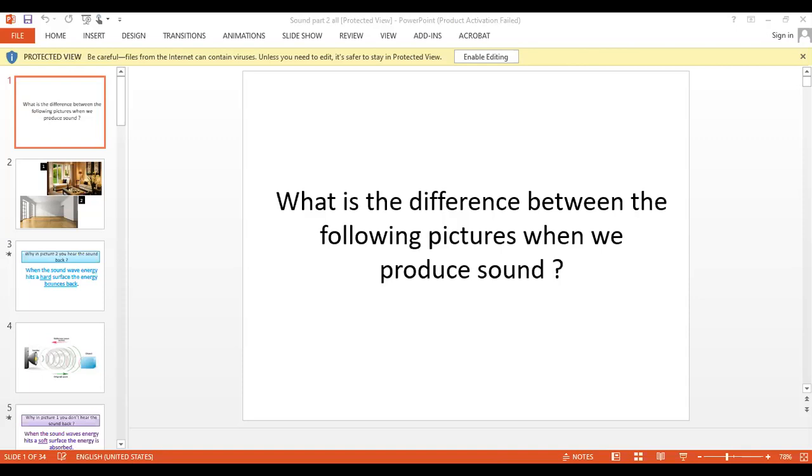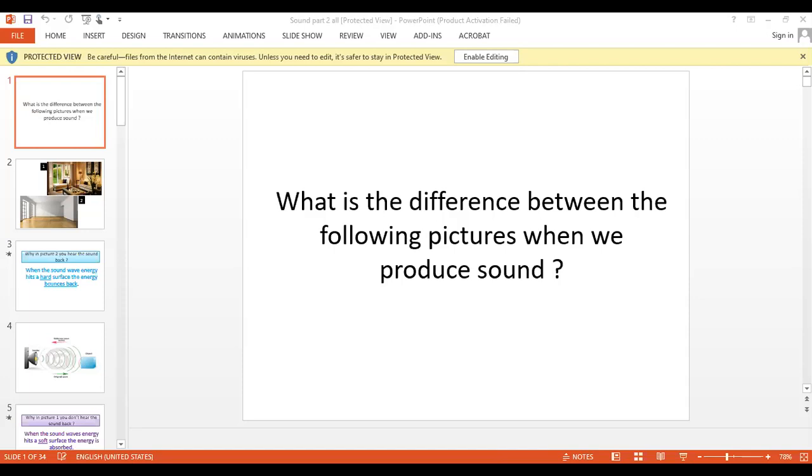Does that mean that sound energy is not absorbed when it hits a hard surface? No, we said that a very, very small part will be absorbed and the rest will be reflected. So the sound that bounces back, or the sound waves that are reflected back, is called the echo.